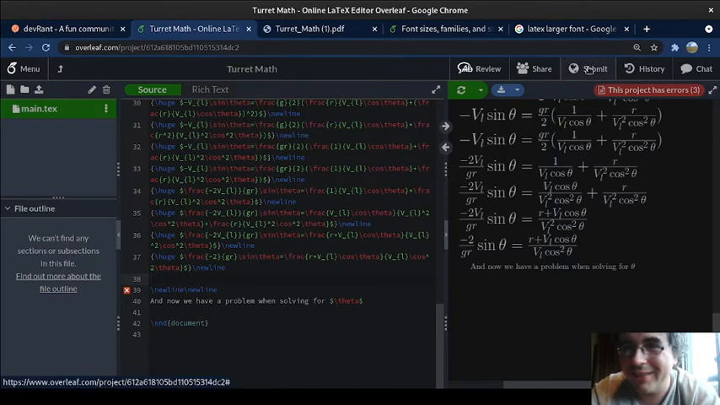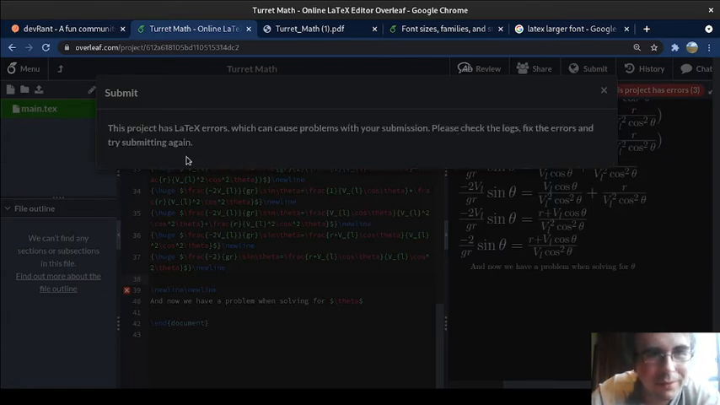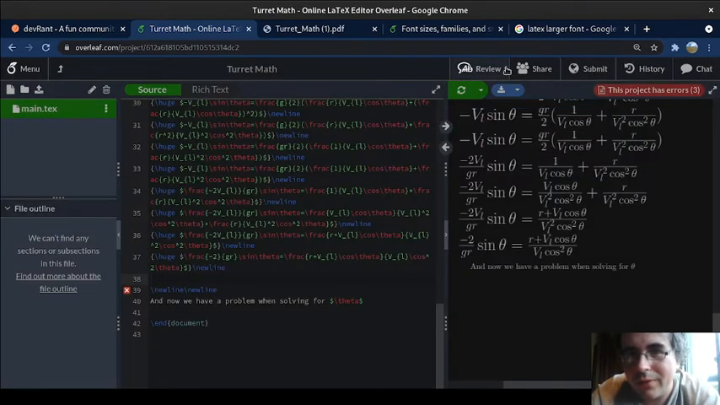What is this? What does this do? What does that do? There's a little submit button. Energy has lasers which can cause problems with the mission. Please check reports. Whatever that means.